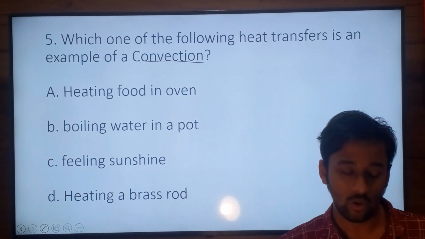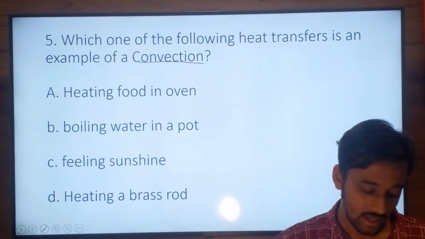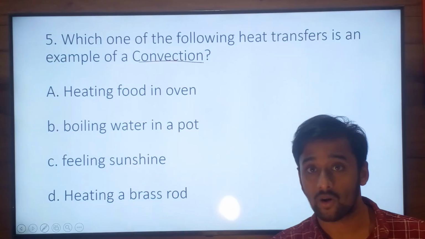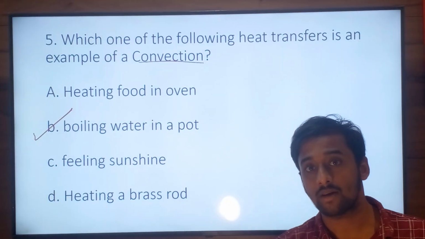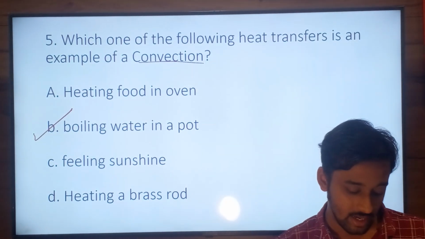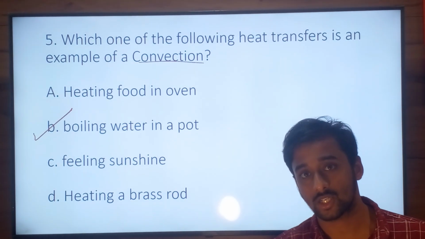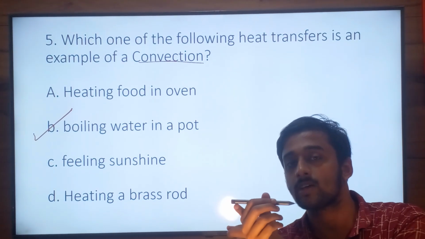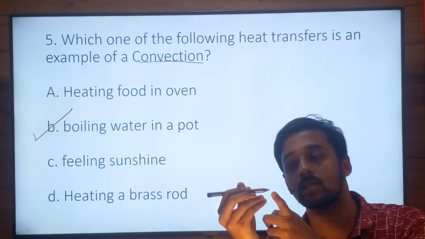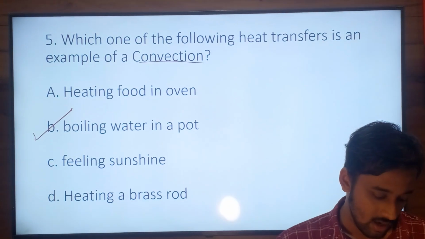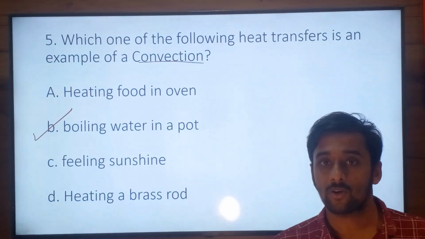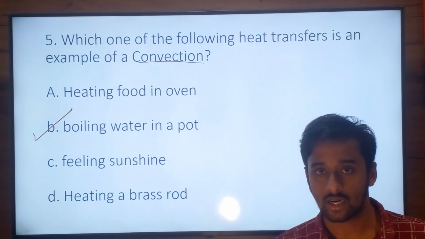So heating food in an oven is radiation. Boiling water in a pot is convection. That's right. Feeling sunshine is again a process of radiation. Heating a brass rod is conduction. When you heat a rod, one end of the rod will get heated up, and soon the other end of the rod will also get heated up by conduction. So three modes of transfer of heat: radiation, convection and conduction.